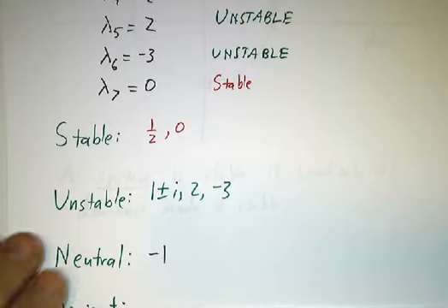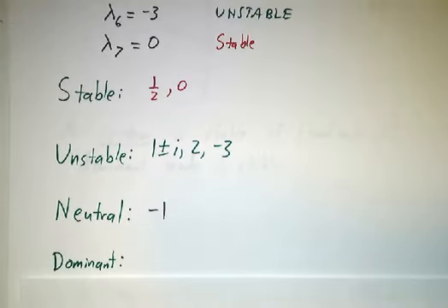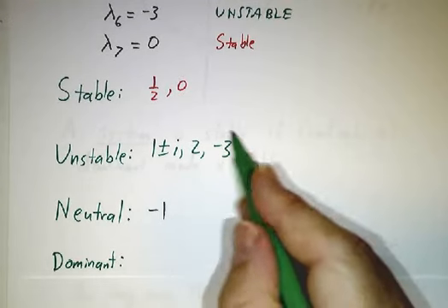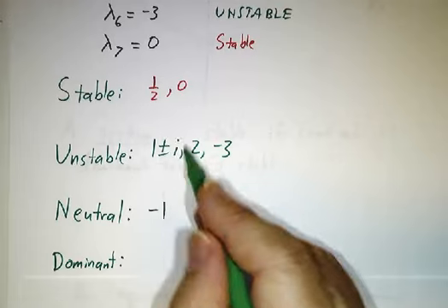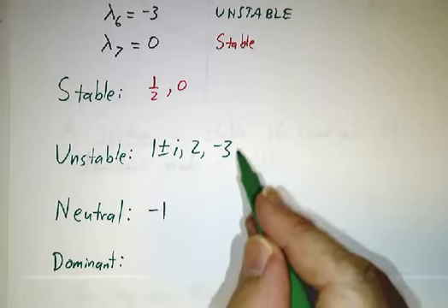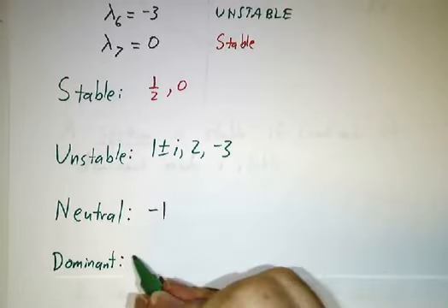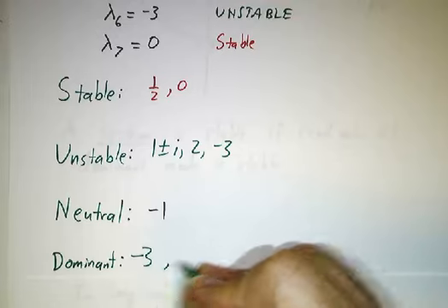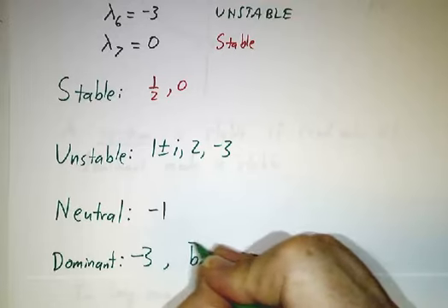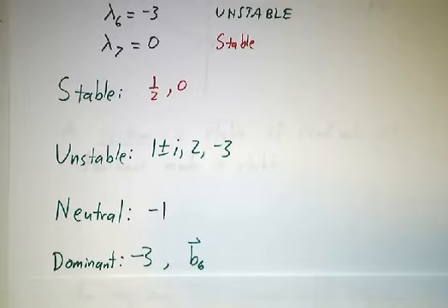So which is the dominant one? Which one grows the fastest? Well, the size of negative 3 is 3. The size of 2 is 2. The size of 1 plus or minus i is root 2. The biggest of these is negative 3. So the dominant eigenvalue is negative 3. So the dominant eigenvector is whatever the eigenvector with eigenvalue negative 3 is.